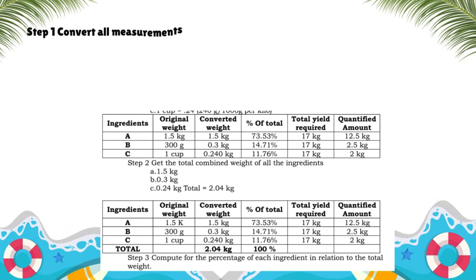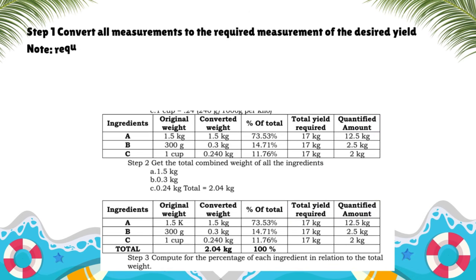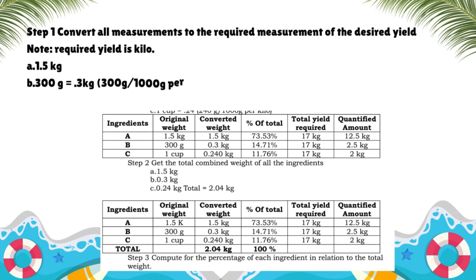Example. Step 1. Convert all measurements to the required measurement of the desired yield. Note: required yield is kilo. A. 1.5 kilograms. B. 300 g equals 0.3 kilograms. 300 g divided by 1000 g per kilo. C. 1 cup equals 0.24 kilograms. 240 g divided by 1000 g per kilo.